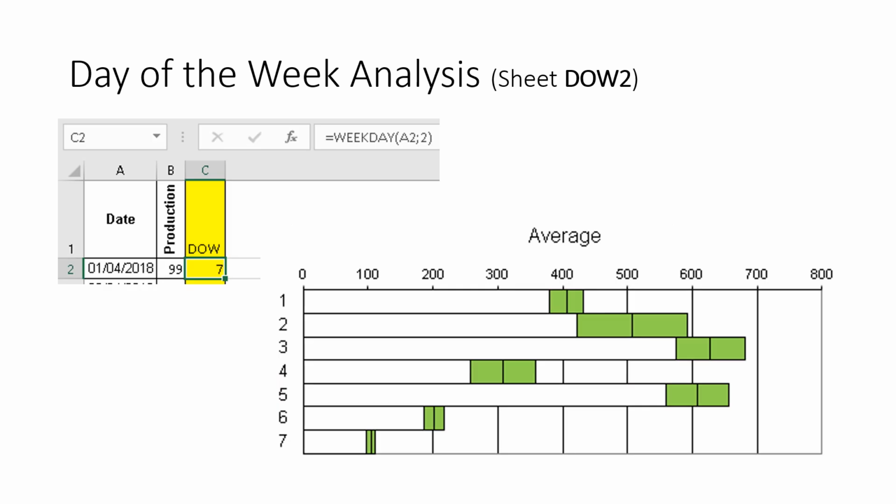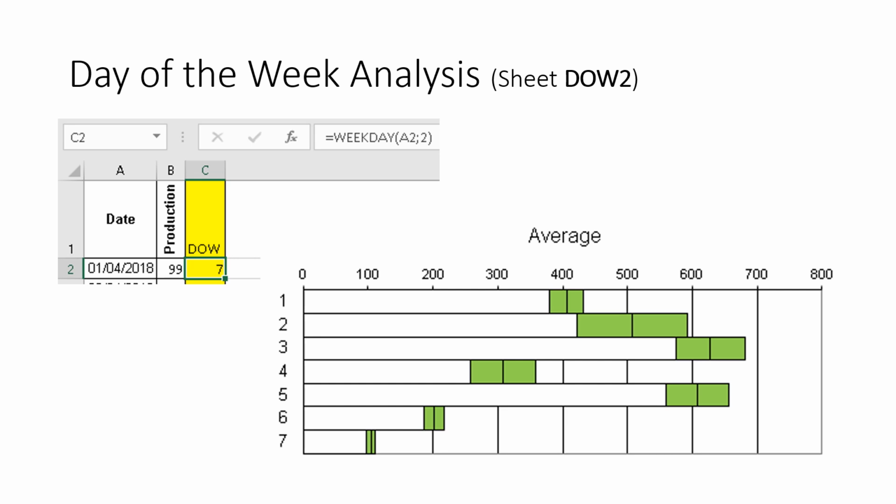To check that, we have added column DAO to our spreadsheet DAO2, where we calculate the day of the week, corresponding to each date with formula weekday, where A2 holds the date and 2 is to start counting the week on Monday. The confidence intervals for the average production each day of the week, 1 equals Monday, is. We can now confirm that there are significant differences in the production among the different days of the week.